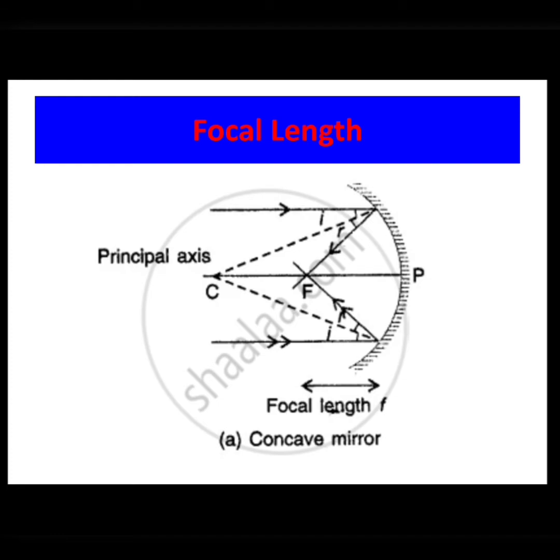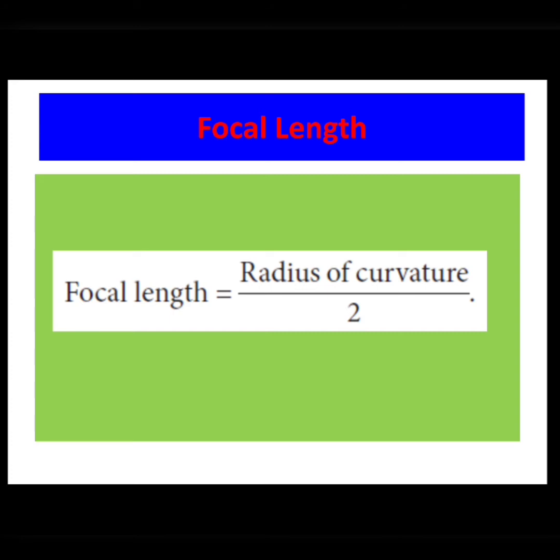Next one, focal length. The distance between the pole and the principal focus is called focal length, and it is denoted by small f. There is a relation between the focal length of the spherical mirror and its radius of curvature. The focal length is half of the radius of curvature. That is radius of curvature divided by 2.